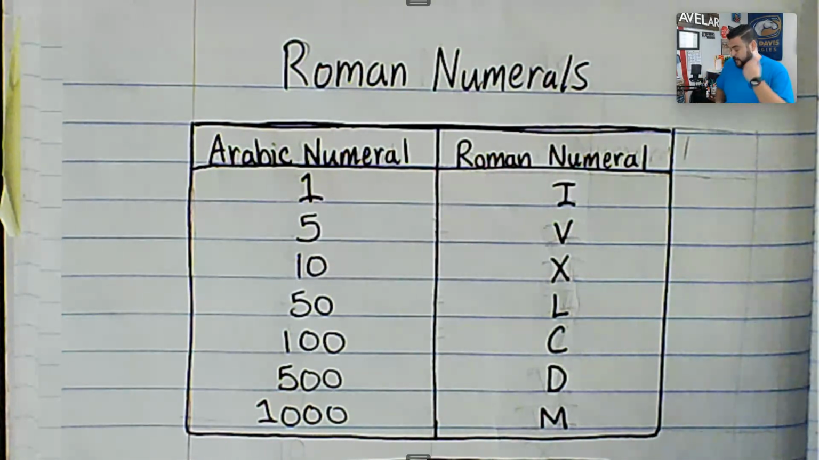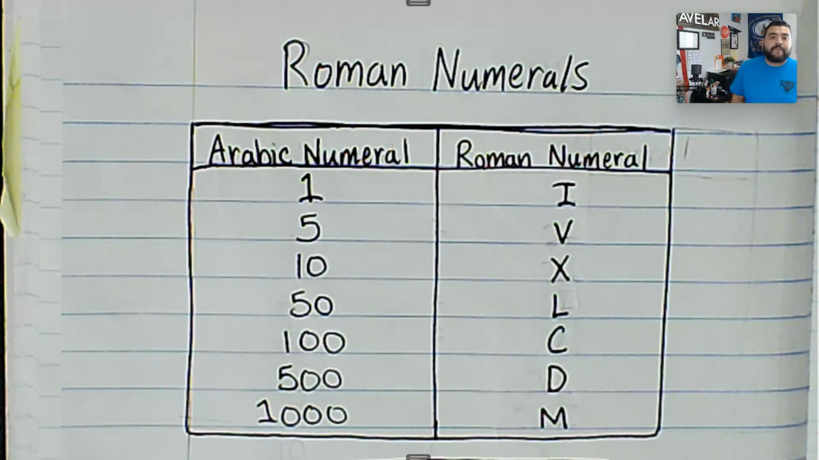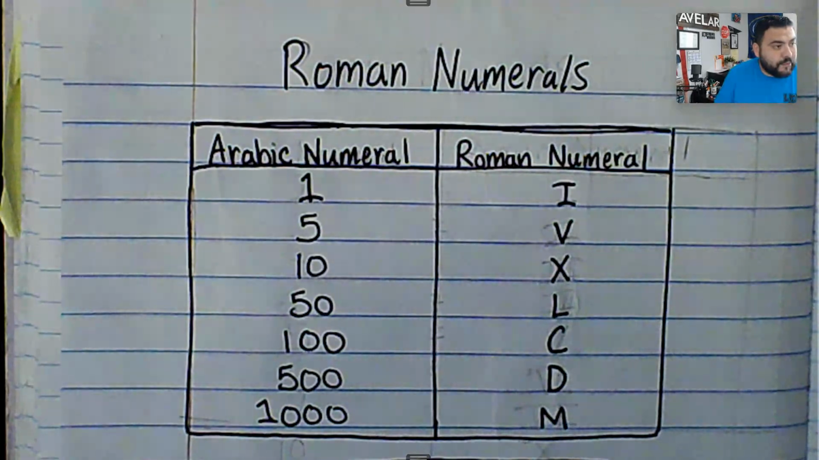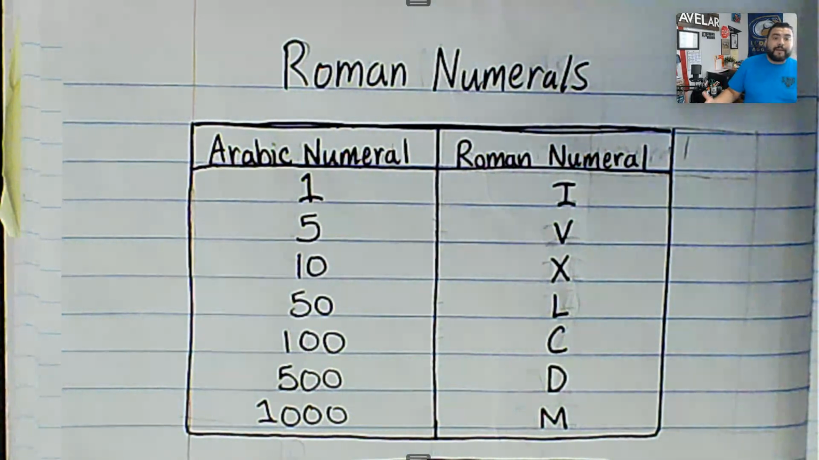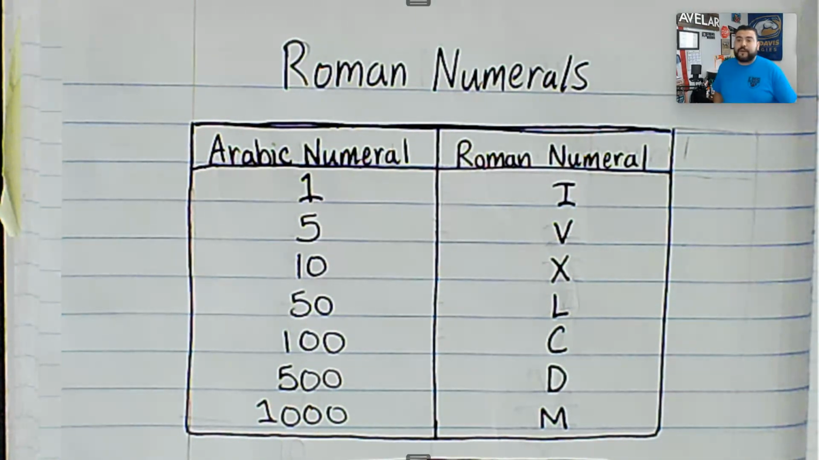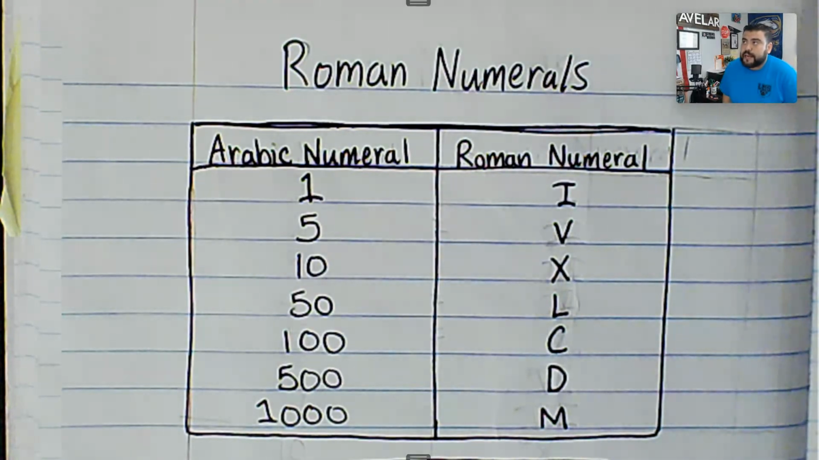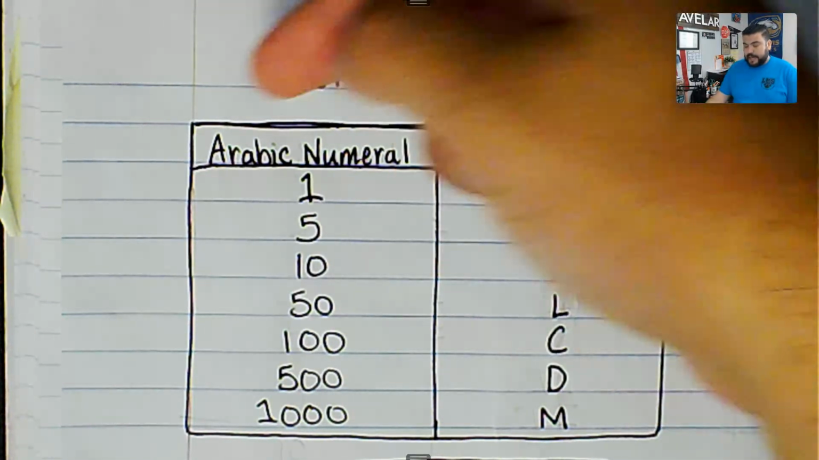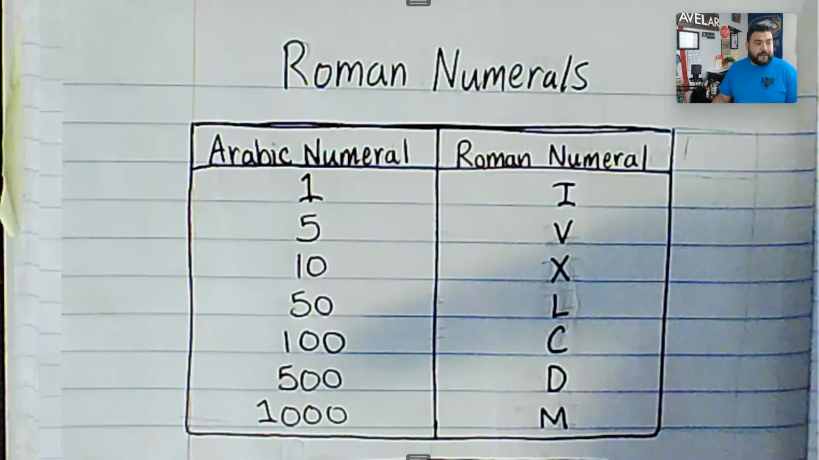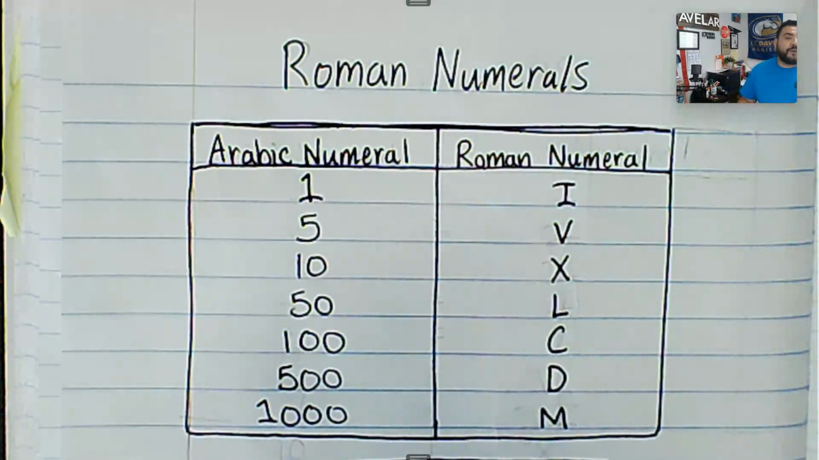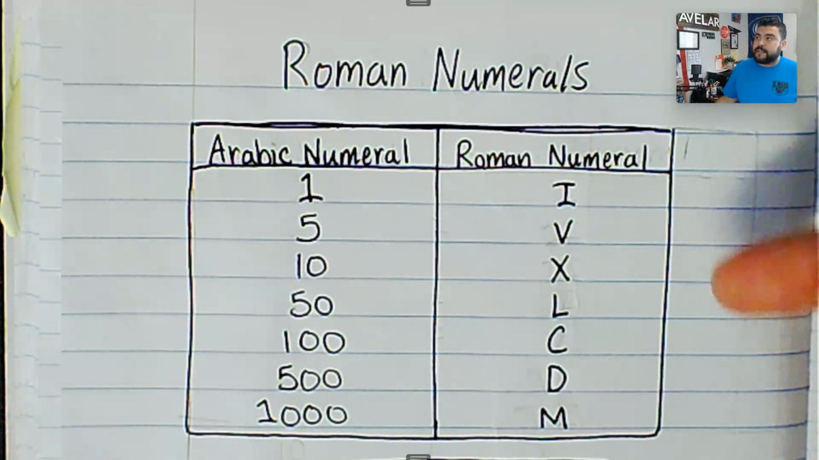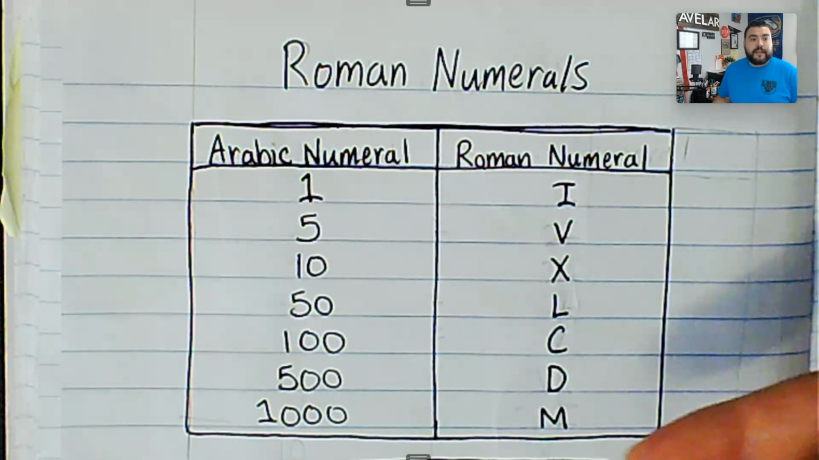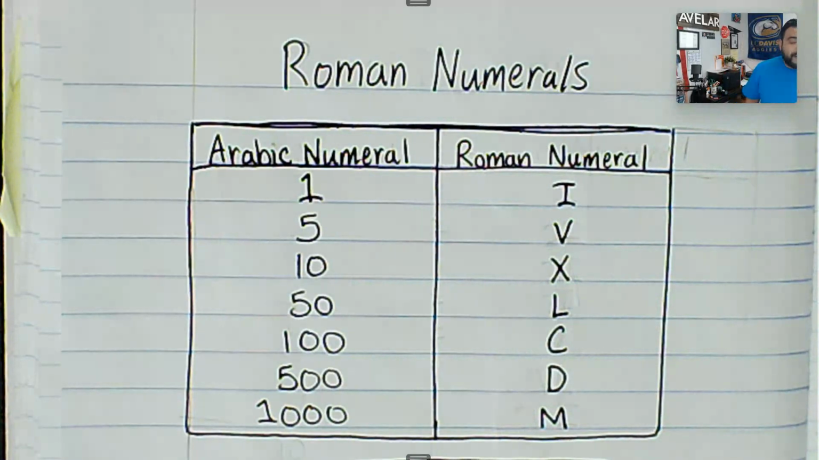So in your notebook, in the next blank spot, after your review and assess, you're gonna write some notes today. Today we're gonna learn about Roman numerals. Roman numerals are the way that the Romans used to write numbers. That's where numerals comes from. So in your notes, title them Roman numerals, and we're gonna create a table. On the left side, we're gonna have the Arabic numerals, which is the numerals that we use today. And on the right side, we're gonna place the Roman numerals. Those are the numbers that they used back then.